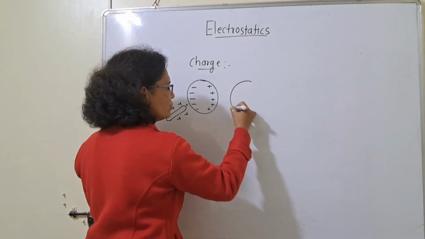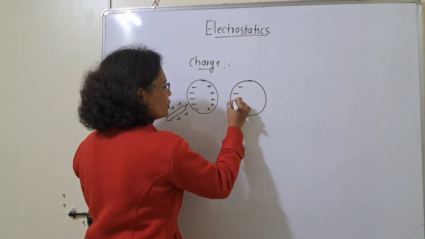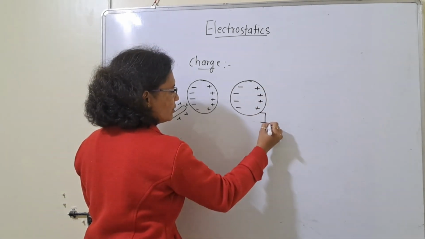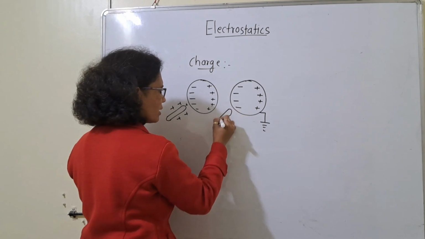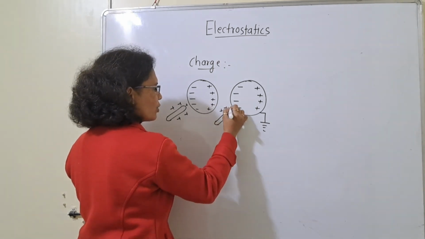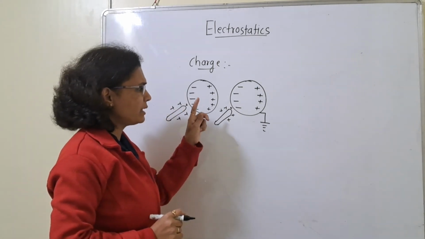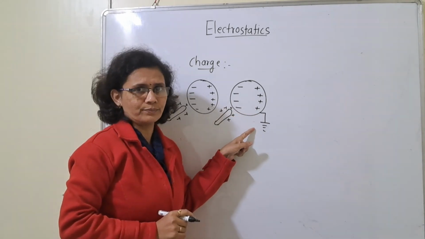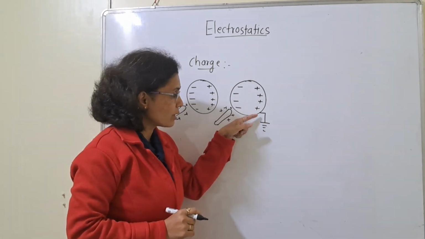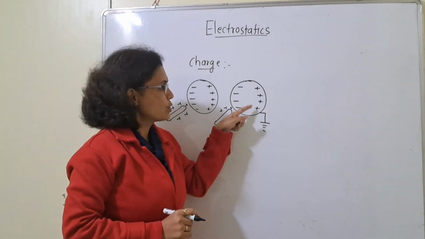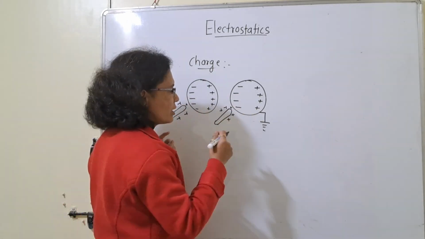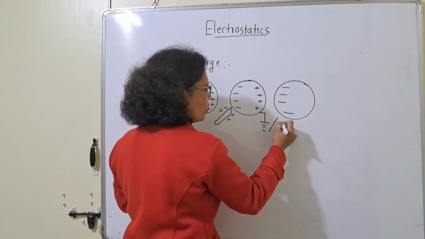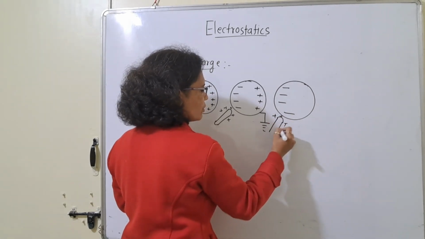Next, I am going to give earthing to this body. The positively charged rod is still present here. If I give earthing to this body, what will happen? This positive charge will get neutralized with the negative charge of the earth. So only the negative charge will remain here, with the rod present here only.